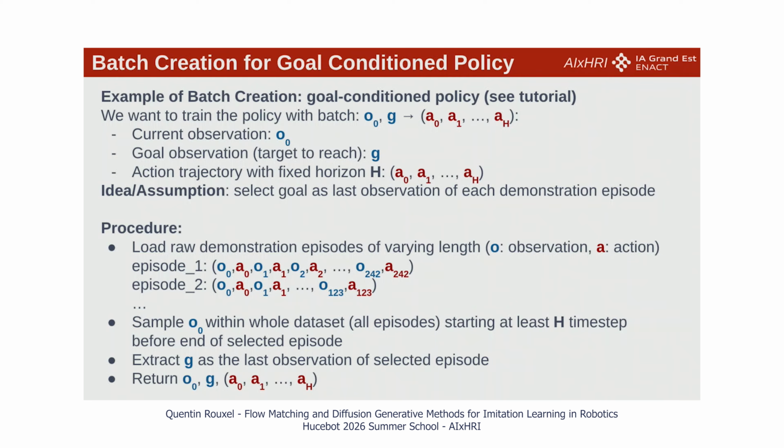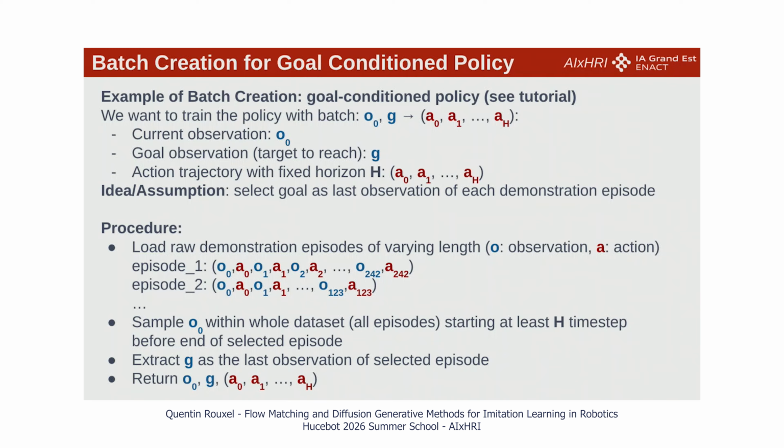Technically it's not very difficult to implement this. You need to do some PyTorch tensor manipulation to do that efficiently in batch, but the choice you're making here, how you're going to randomly select this observation or how you're going to select your goal, really defines your problem, defines the whole policy you're learning. It is the most important part you need to design when you train an imitation learning policy.